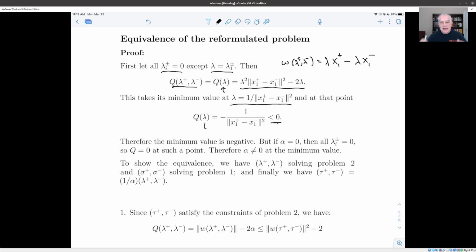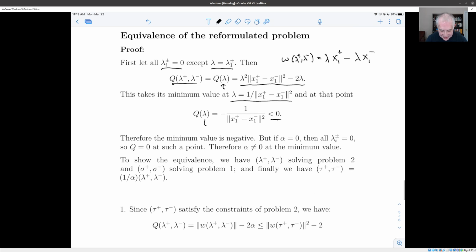Well, what this tells you is that the minimum value of q is negative. It's not 0. But if alpha were 0 and all the lambdas were equal, that must mean that all the lambdas are 0. They're positive and they add up to alpha, so they all have to be 0. So at the point where alpha is 0, q is 0. And we've just shown that's not the minimum. So if we find the minimum value, it's going to have a non-zero alpha.